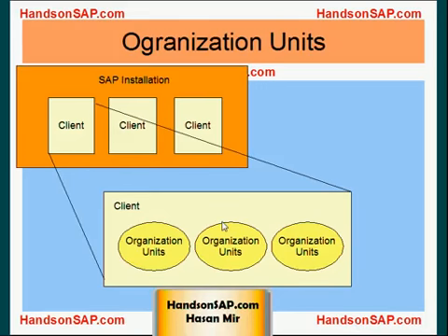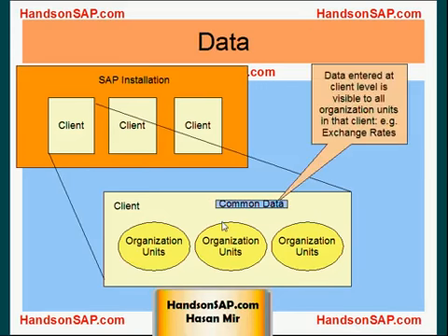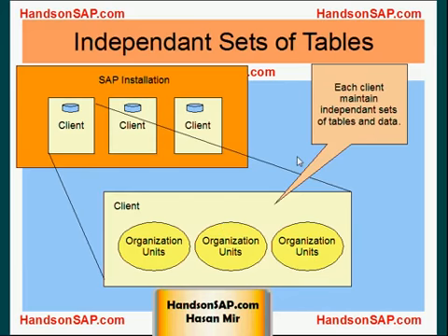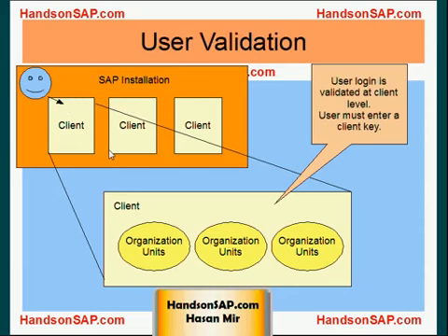Okay. Now, data entered at the client level is visible through all organization units. For example, exchange rates. So all common data is entered at the client level. This is how SAP is designed so that data is not duplicated across organization units. Now, each client maintains its own master record in the database. Not only that, it maintains its own sets of tables in the database. Okay, so data is really segregated at the client level. When a user logs into the system, user login is validated at the client level as well. So the user must have an entry in the master data at that client.